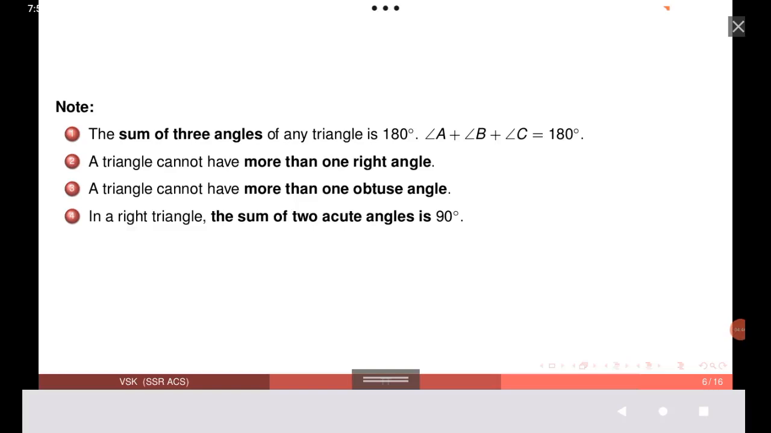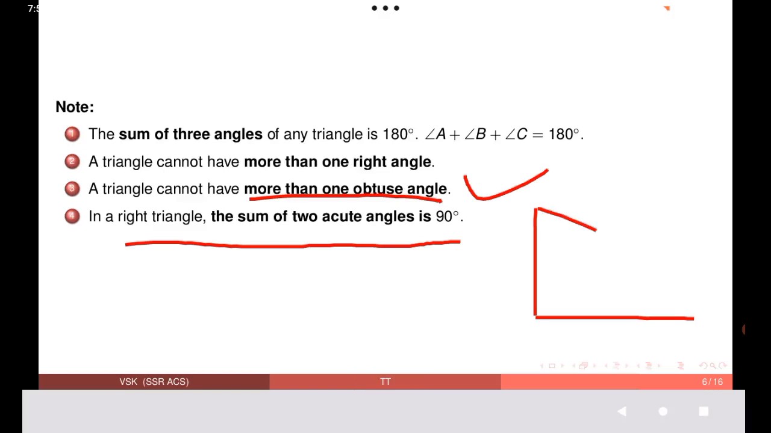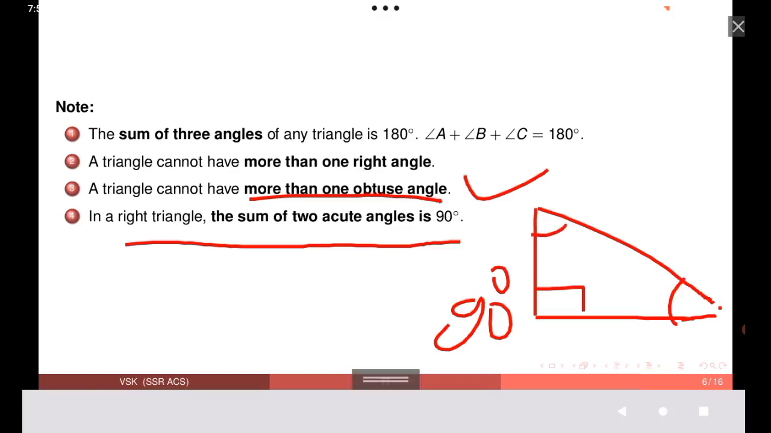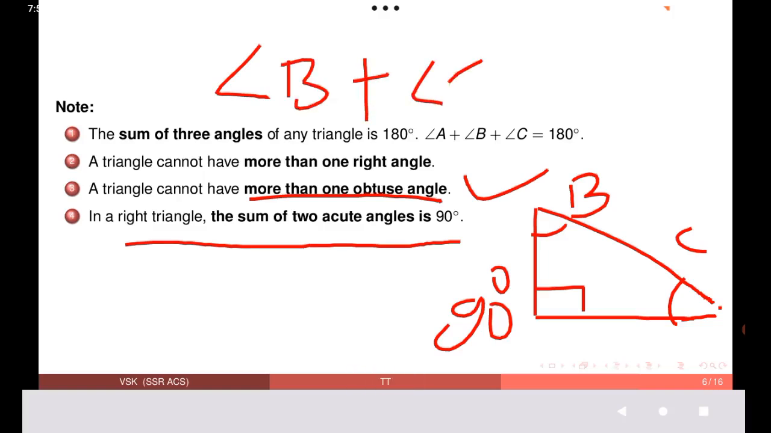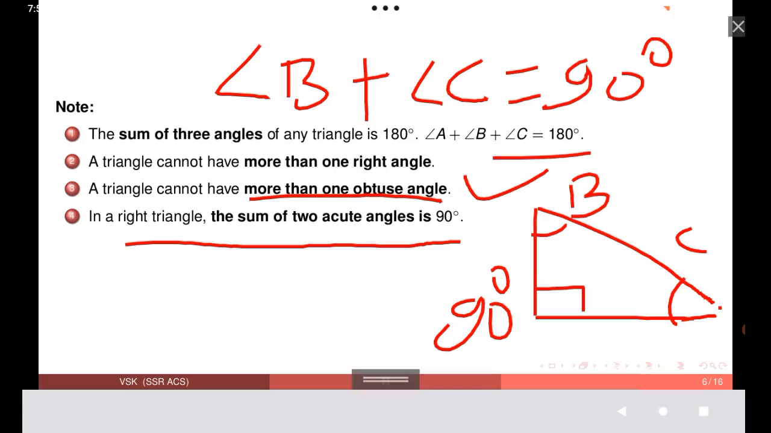A triangle cannot have more than one obtuse angle. There will be only one obtuse angle. In a right triangle, the sum of the two acute angles is 90. This is very clear, because one of the angles is 90 degrees. So what will be the sum of the other two? Say this is B, this is C. The sum of angle B and angle C will always be 90 degrees, because the sum is 180 and 90 is over here, so the sum of these two will be 90.